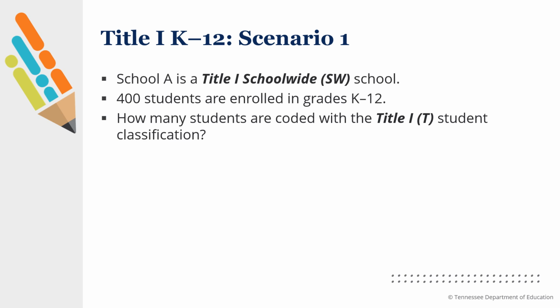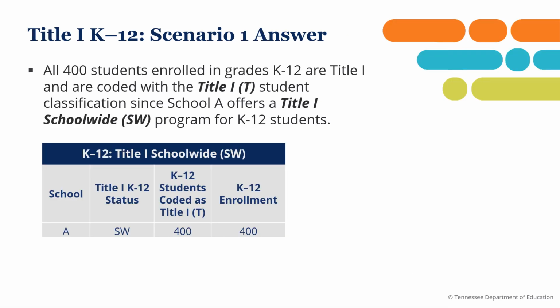We'll review three scenarios to illustrate these situations. We'll start with School A. It is a Title I school-wide school. 400 students are enrolled in grades K through 12. How many students are coded with the Title I-T student classification? The answer, all 400. The school has a Title I school-wide program. As a result, all of the students enrolled K through 12 are supported by Title I funds, and all are coded as Title I-T.